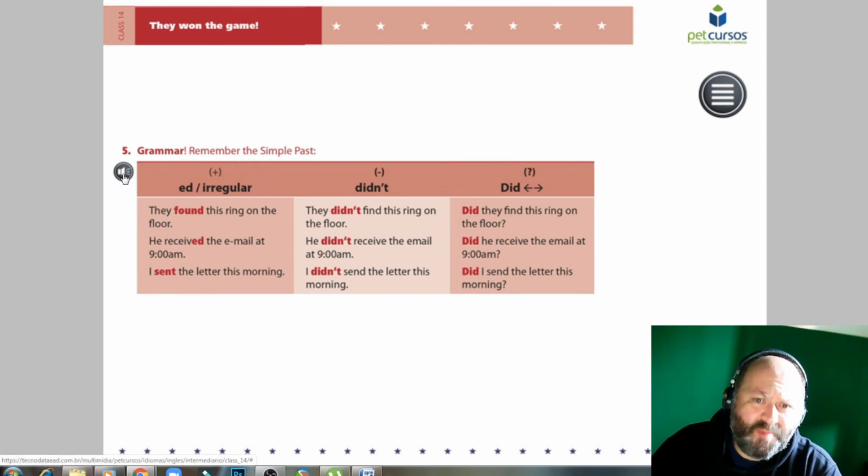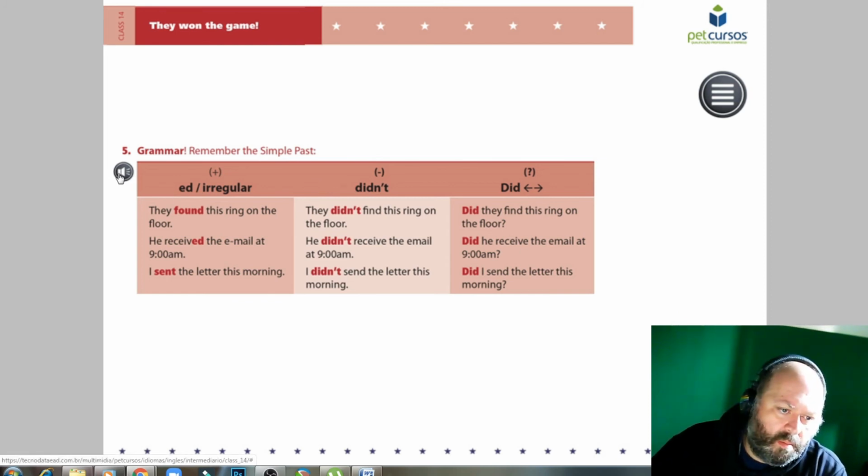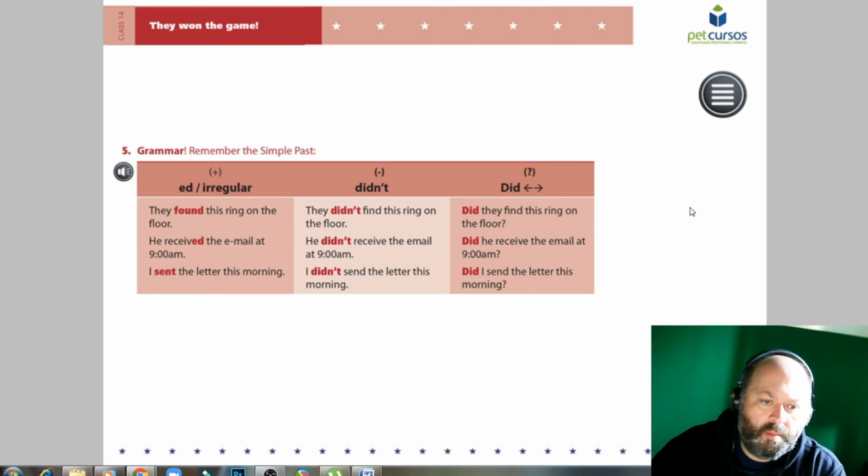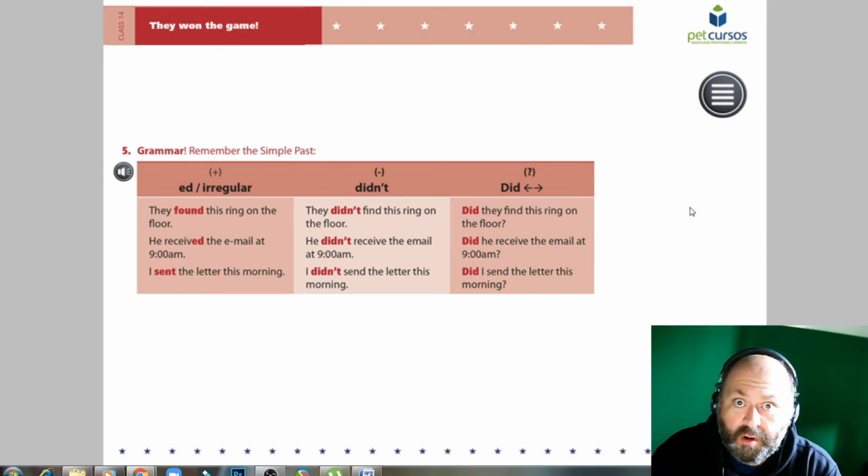Very good. One more time, repeating now. They found this ring on the floor. They didn't find this ring on the floor. Did they find this ring on the floor? He received the email at 9 a.m. He didn't receive the email at 9 a.m. Did he receive the email at 9 a.m.?